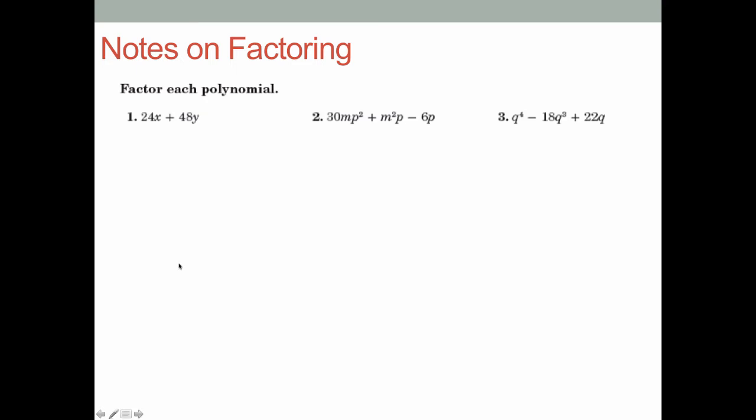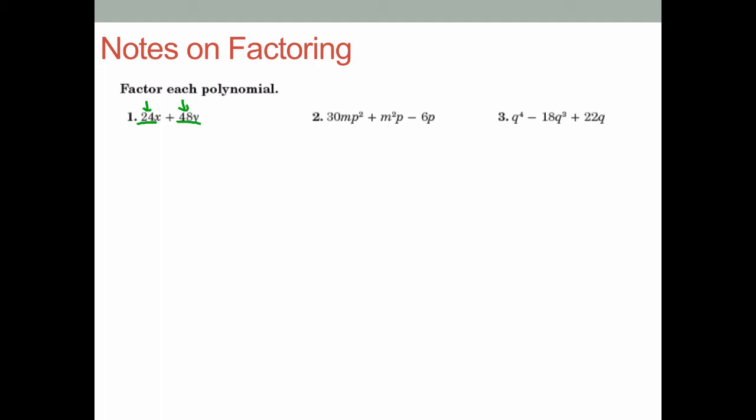If we look at these notes here, you'll notice that in the first problem, I have 24x and 48y. Those are two terms, so it's a binomial. There's an x and a y, so those aren't common. But there's a 24 and a 48. They have numbers in common. I could say they have a 2 in common, a 4 in common, a 6 in common. But I want to pull out the biggest one. And I know personally that 24 goes into 48 twice.